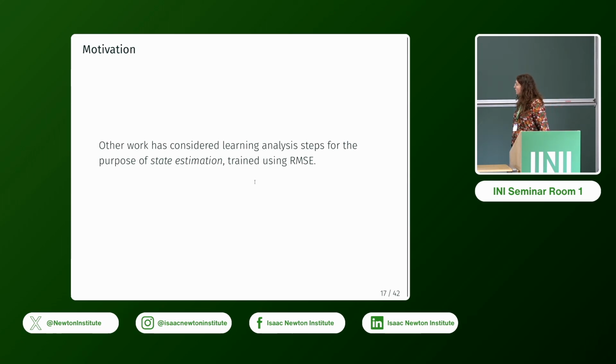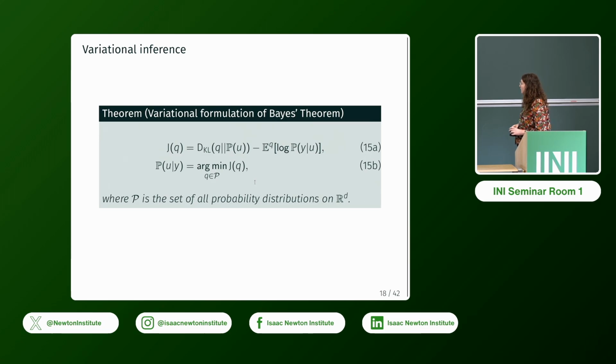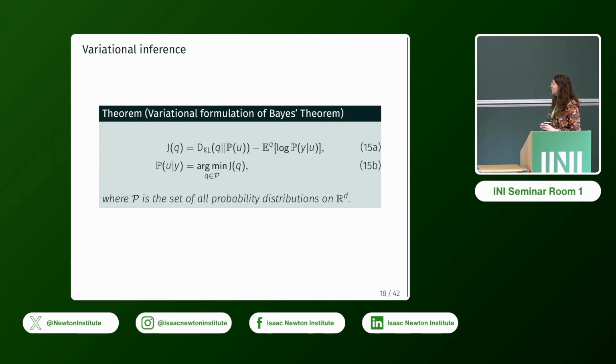There has been previous work doing this for the state estimation purpose. So we train it using something like the root mean squared error. Actually, in the second part of the talk, I'll talk about some work doing that. But here we're really targeting the probabilistic problem. So we want to find a cost function, and we'll use the variational formulation of Bayes' theorem, which has come up a few times. So we'll use variational inference to do this. The variational formulation of Bayes' theorem tells us that if we minimize this cost function over all probability distributions Q, we'll recover the posterior. So we have the KL between Q and the prior, and then this expected log likelihood. And the minimizer of this will be the posterior. So we'll make use of that.